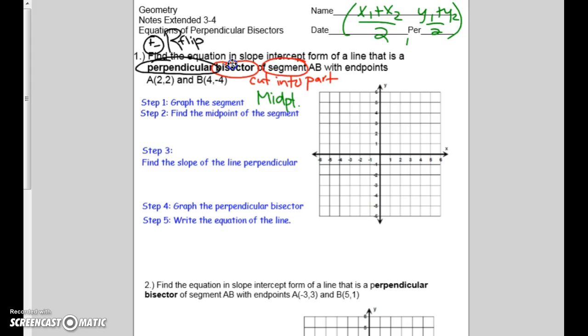Very good. Now, the other thing it tells me here is that we need to find slope-intercept form. What is slope-intercept form? Y equals mx plus b. Very good. Okay? It tells me we have endpoints, and they gave them to me right here.